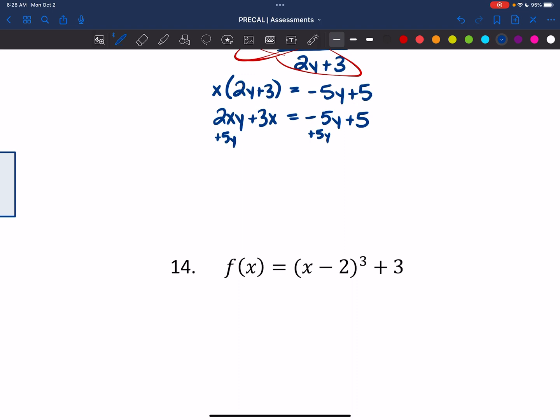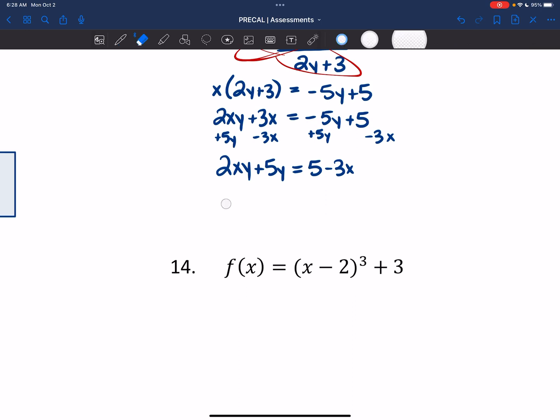And I'm going to move the terms that don't have a y to the other side. So I'm going to subtract that 3x. So what we'll have is 2xy plus that 5y equals 5 minus 3x. Just move those terms around so that my terms with y are on one side. That's going to allow me to factor out the y as the GCF.